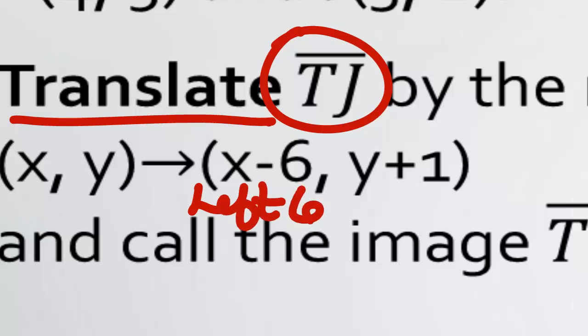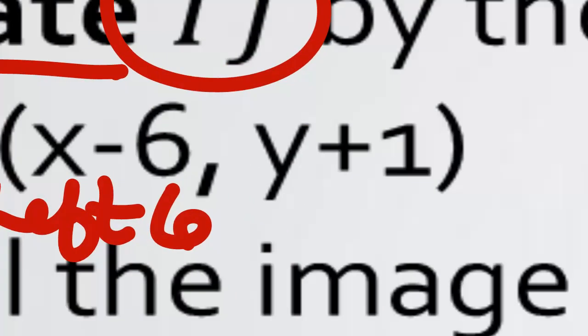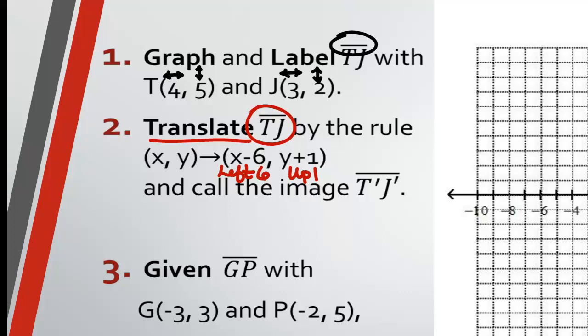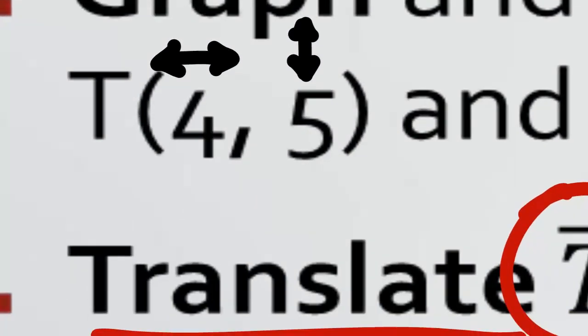And then over here it says y plus 1. So that means what? I'm going to move it which way? Up 1. So I can either come over here to the graph and I can count. I can put my pencil down and I can go left 1, 2, 3, 4, 5, 6 and up 1. Or I can do this with the ordered pairs.